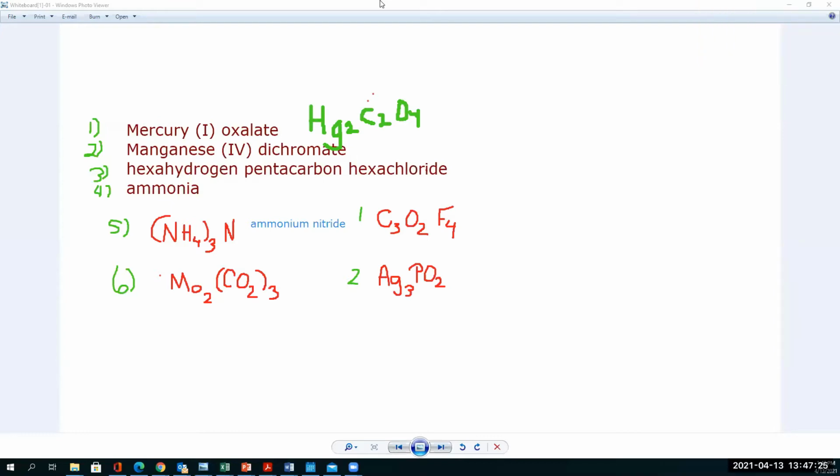Dr. Henry, we don't have to put parentheses since oxalate comes from a polyatomic ion. We don't have to put it unless we have multiples of oxalate. Do we have multiples of oxalate? No. Nope, so we don't need it.